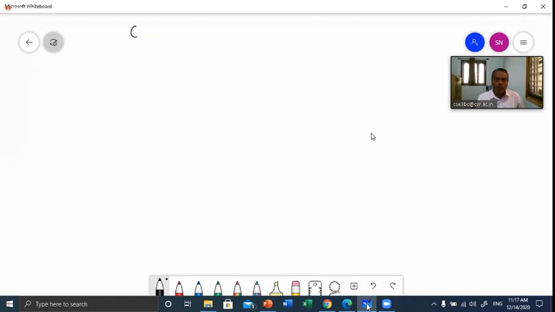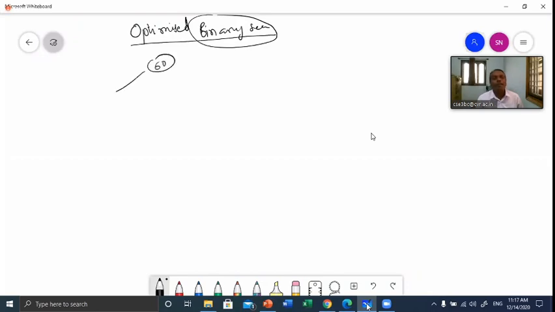The next problem is the optimized binary search tree. Try to understand what the problem is. Optimized binary search tree. What exactly is a binary search tree? You know that a binary search tree is nothing but a tree where the left side is less and the right side is more. For example, if this is 60, the left side is 20 and the right side is 80. This we call a BST. Left side is less than root, right side is more than root. That is the logic in the BST.